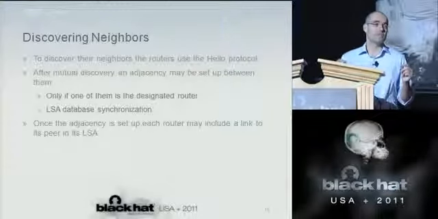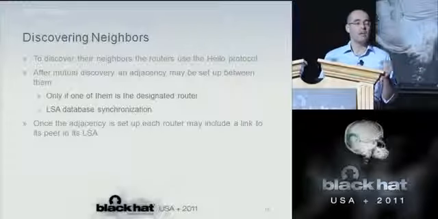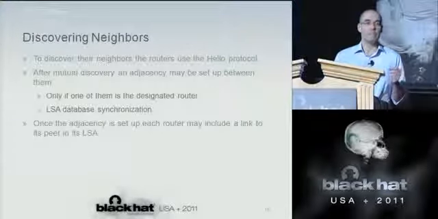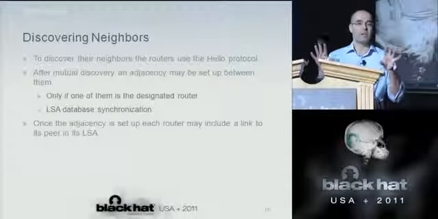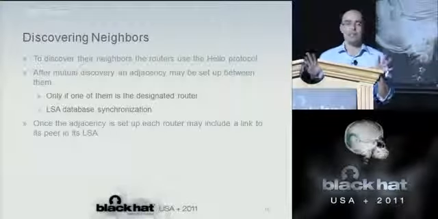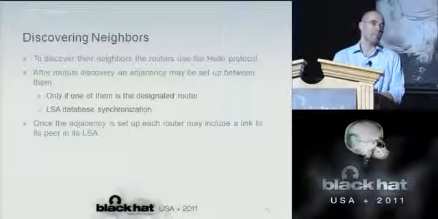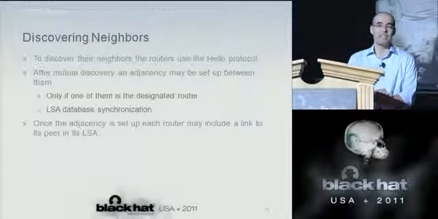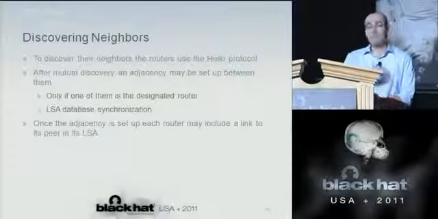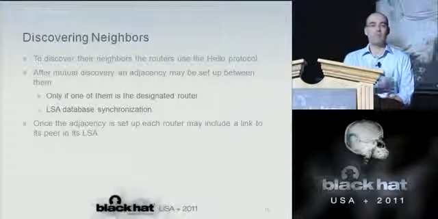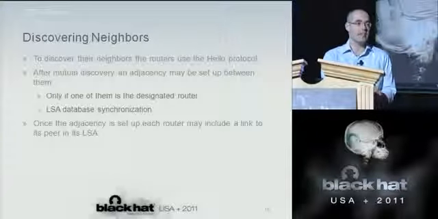Now, two neighboring routers, which have now discovered each other, possibly can now set up an adjacency between them. The purpose of an adjacency is to make sure that the two routers have the exact same copies of their LSADBs. And now, not every two neighboring routers set up this adjacency, only if one of them is a designated router or if they are connected over a point-to-point link. And after they've set up an adjacency, they can now include in their LSA a link to the other router.